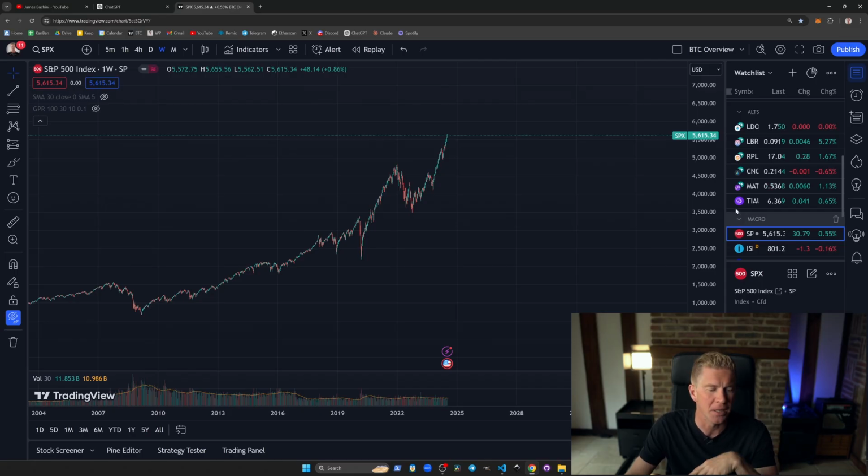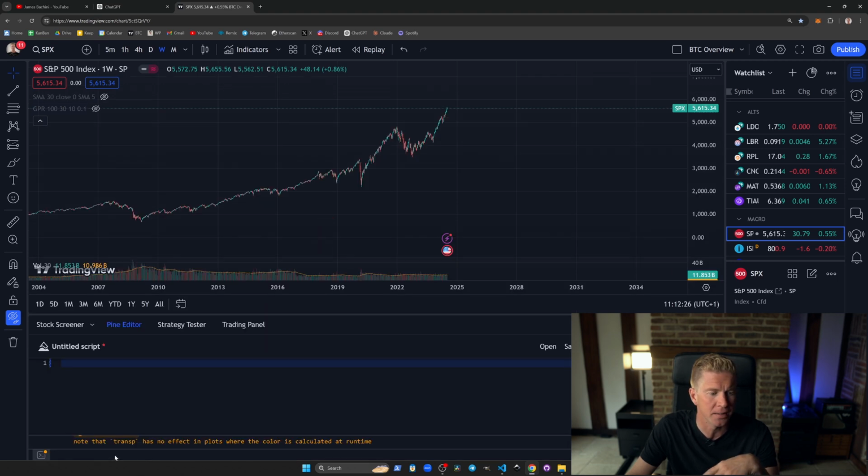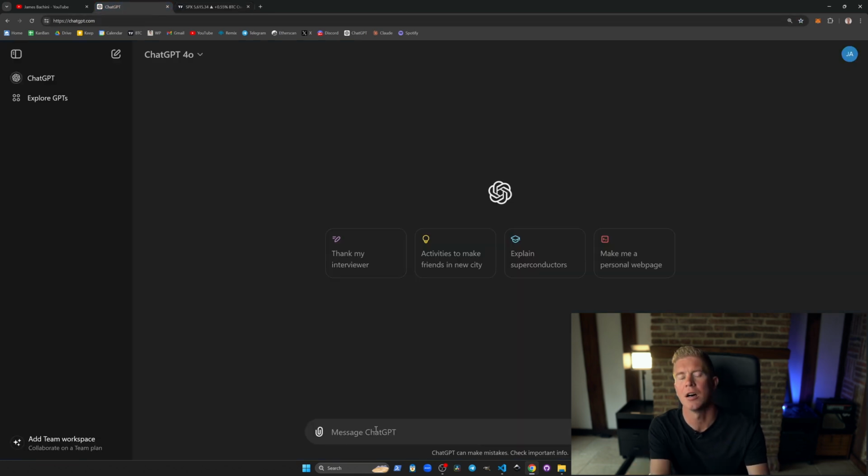Let's get started. So this is a basic chart for the S&P 500, the top 500 US stocks. And if we go down to the bottom, there's a section called Pine Editor. We can go into this, we've got some lines, space here to put in our custom code. If we go to ChatGPT now, let's start with a Bollinger Band indicator.